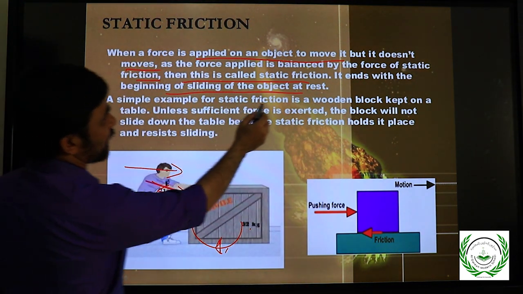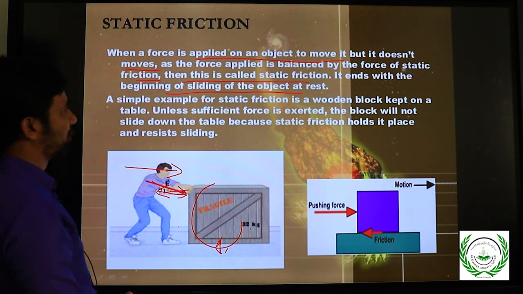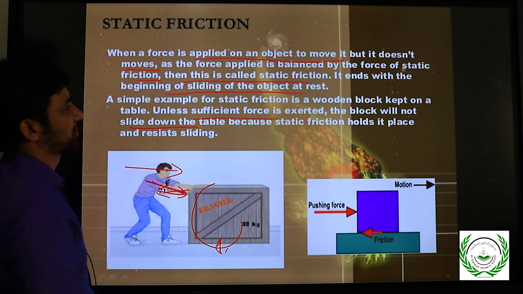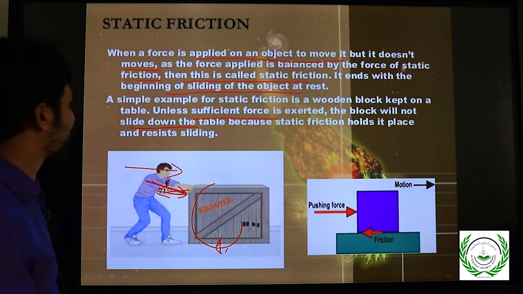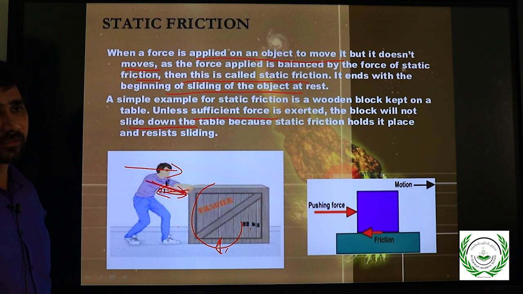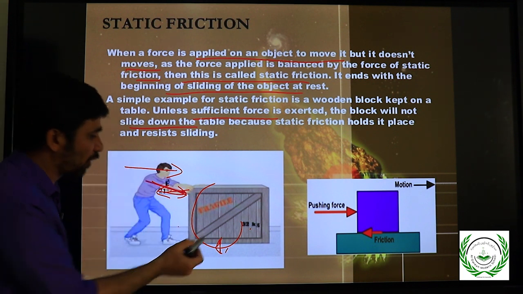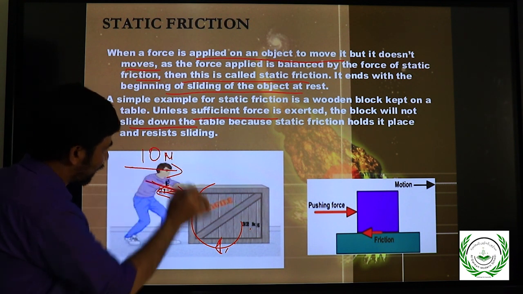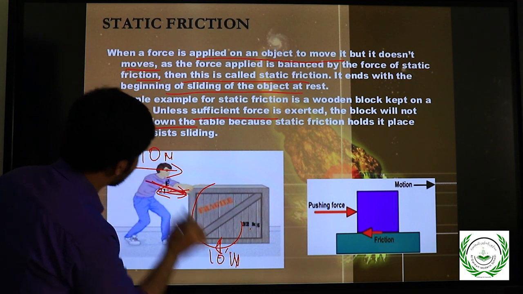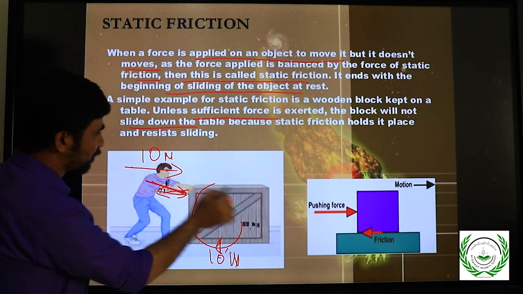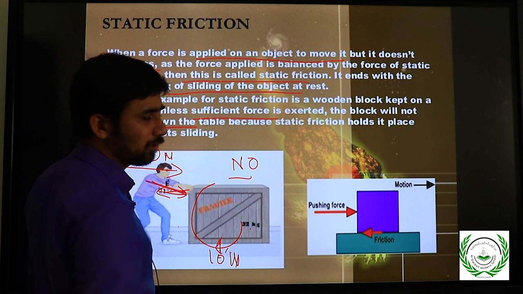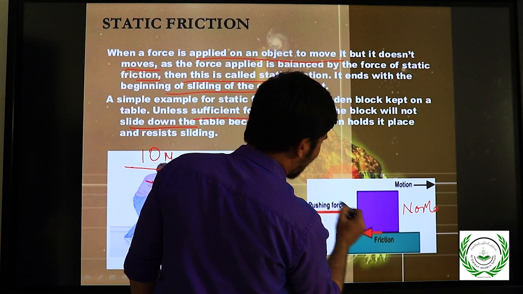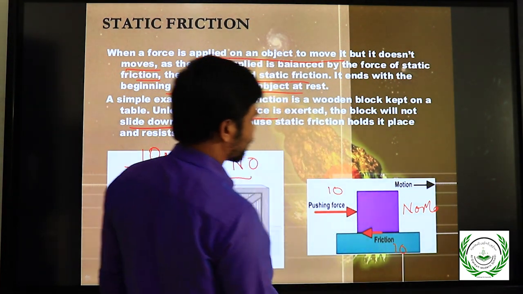Now, a simple example of static friction is a wooden block kept on a table. Unless a sufficient force is exerted, the block will not slide along the table, because static friction holds it and resists sliding. Why does it resist sliding? Because it has static friction. Imagine you are applying a force of 10 newtons and the static friction is also 10 newtons. 10 minus 10 is 0, which means there is no motion. Same scenario: no motion if we have equal and opposite forces.